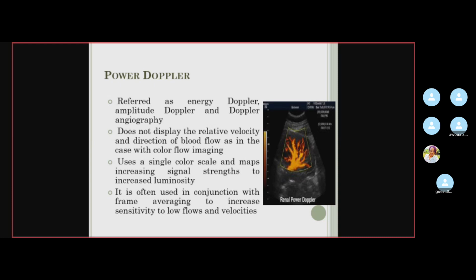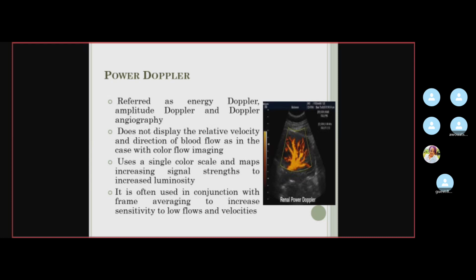It is used wherever there are very low flows, like to see the ovarian arteries or the renal arteries. So even if there is slow flow, it can be detected with power Doppler. The other names of power Doppler are energy Doppler, amplitude Doppler or Doppler angiography.